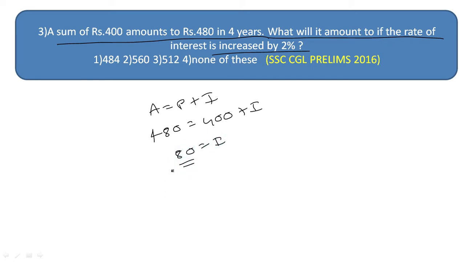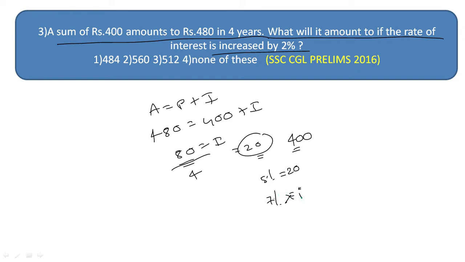Interest is for 4 years. I want only for 1 year. So 80 by 4 is 20, right? 20 rupees interest on what sum? It is on 400 rupees. What percentage is it? 20 of 400 is 5%. How I calculated: 10% is 40 rupees, 5% is 20 rupees. What they have asked: what will it amount to if the rate of interest increases by 2%? Now it is 7%.